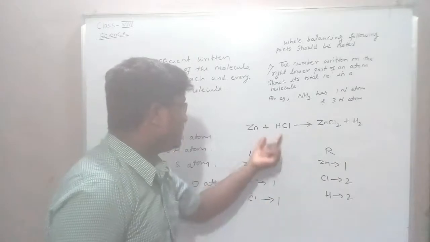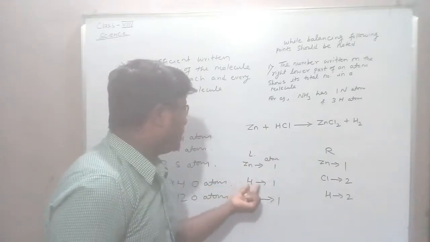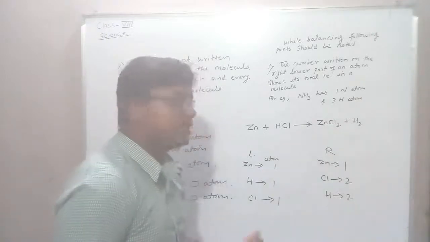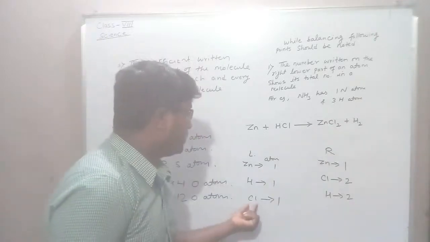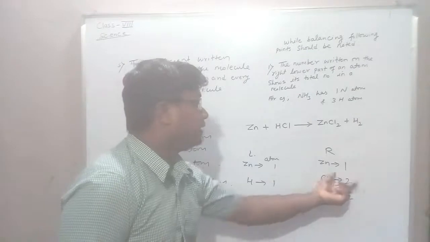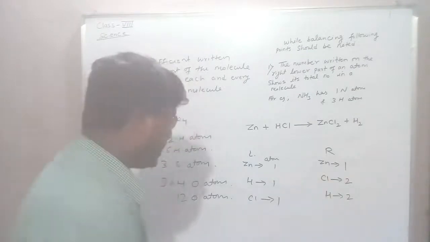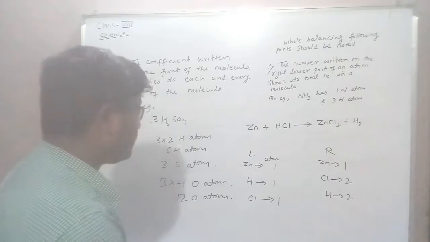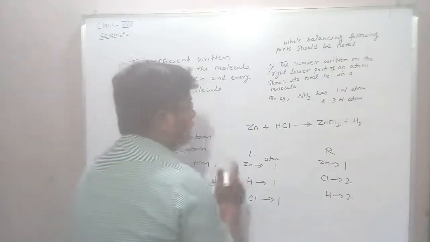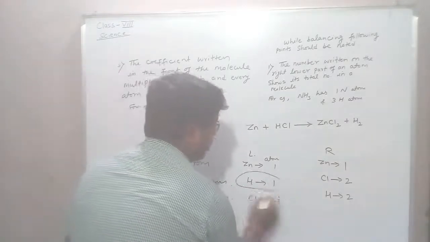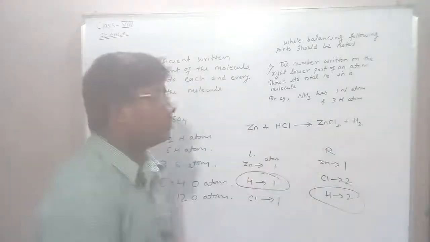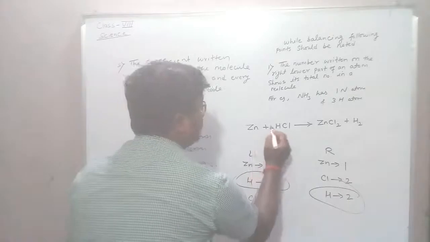Hydrogen on the left hand side, in the reactant, there is 1 and on the right hand side there is 2, so it is not balanced. Similarly, chlorine on the left hand side is 1 and on the right hand side is 2, so it is also not balanced. So how can we balance it? Suppose I am looking at the hydrogen. Left hand side there is 1 and right hand side there is 2. So I will just write here 2.